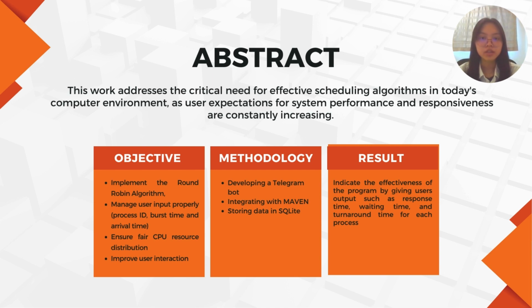The main objective is to implement the round-robin algorithm, manage user input like process ID, burst time, and arrival time properly, ensure fair CPU resource distribution, and improve user interaction via the Telegram bot. The methodology involved developing a Telegram bot, integrating it with Maven, and storing data in SQLite. The result indicates the effectiveness of the program by giving user outputs such as average response time, average waiting time, and average turnaround time. In a nutshell, our project successfully used the round-robin algorithm to solve the scheduling problem.